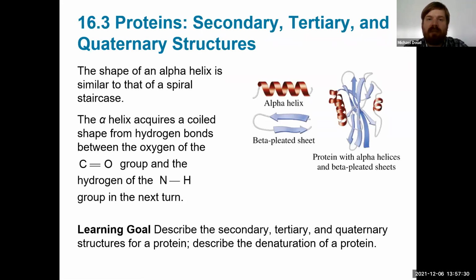Okay, so that's the primary structure. But of course, that's not where it ends. In fact, there's a total of 4 types of structure of proteins. We talked about the primary structure, but now we need to talk about the secondary, tertiary, and quaternary structures that are going to form.